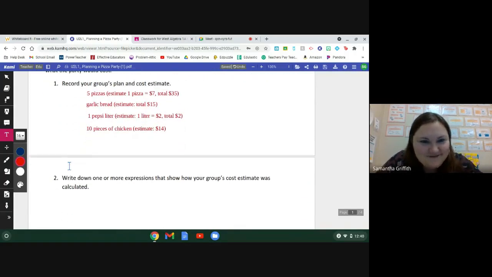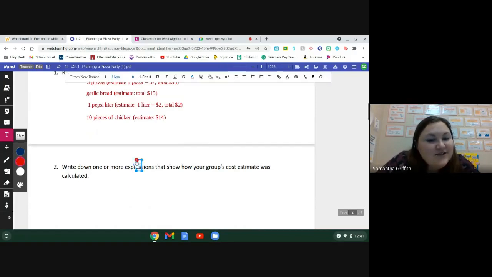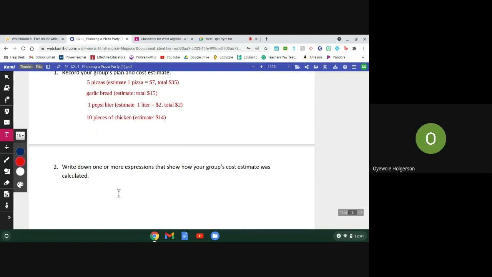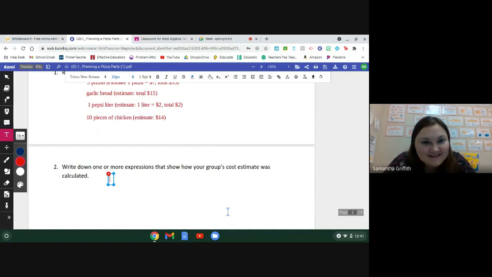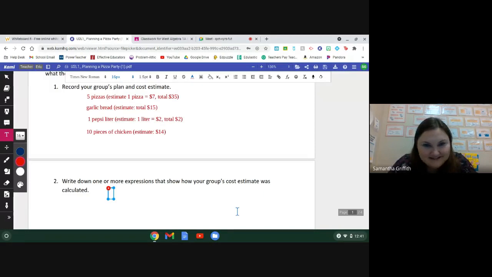So I'm gonna have us come down here. The next part of this is we're gonna write down expressions that show how your group cost estimate was calculated. So if I'm trying to figure out how much total money this party costs us, what calculations would I need to do? When it says expressions, notice that's not an answer. It's just a way to show what math we would need to do to find the total. Addition. What am I going to add? Add the total amount of pizza, garlic bread, Pepsi, and the 10 chickens. It's all together. So tell me exactly what I want to write.